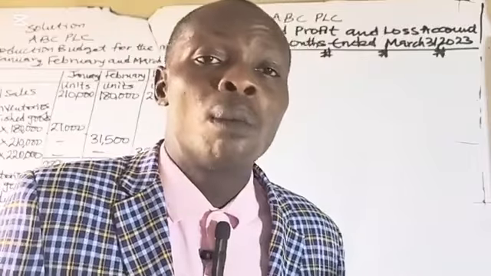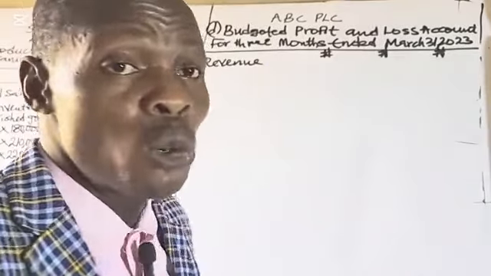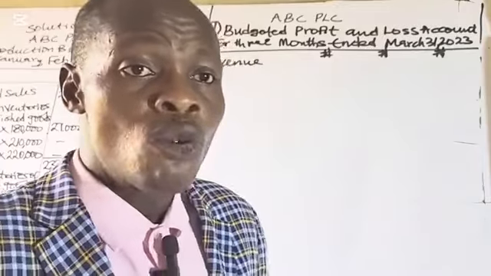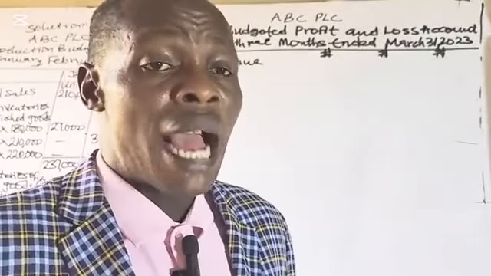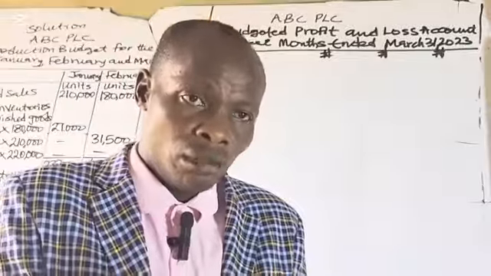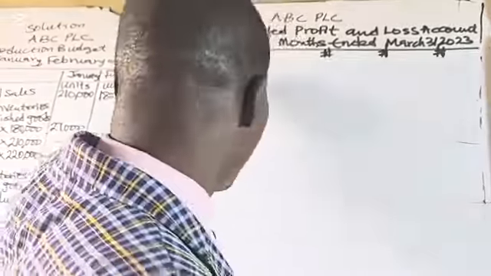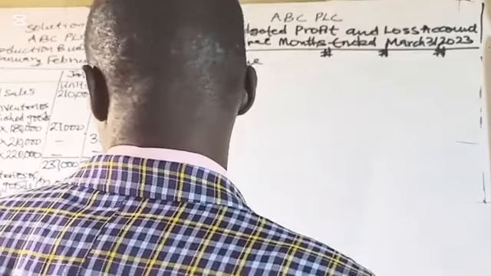Capital expenditure should be excluded. In budgeted profit or loss, you include the items of revenue and expenditure when they are earned or incurred, not when cash is received or paid. You are using accrual basis in preparing your budgeted profit or loss.